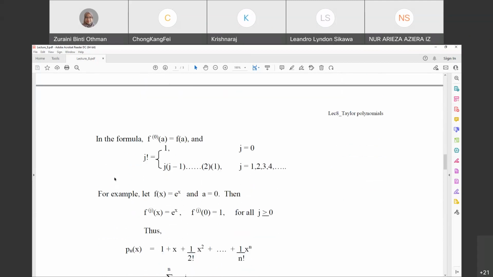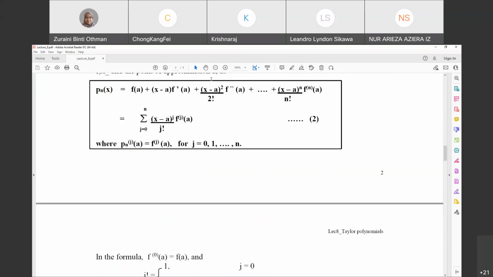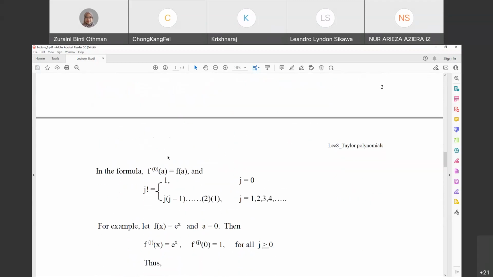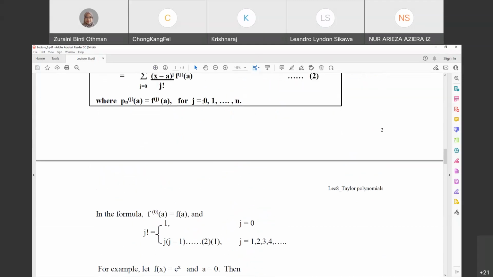And other than that, it will replace with the number of itself. Okay, then for example, if we have this exponent x and our a is equal to 0, then f^(j)(x) is equal to exponent x, f^(j)(0) is equal to 1. Ni maksudnya apa? Contohnya macam ni kan. Sebenarnya saya tak hafal dia punya ni. Macam mana saya kecilkan sikit boleh?